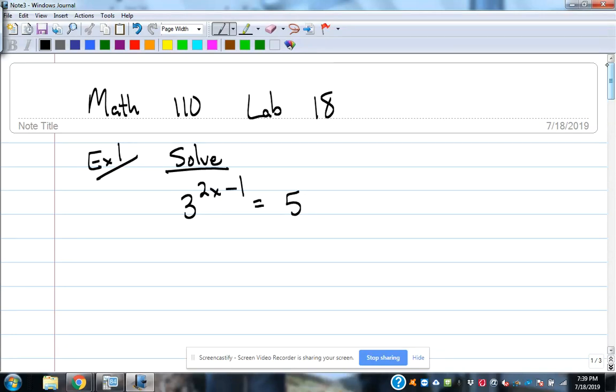This is Math 110, lab number 18. We're going to be solving exponential and logarithmic equations. Let's start off by solving this exponential equation.